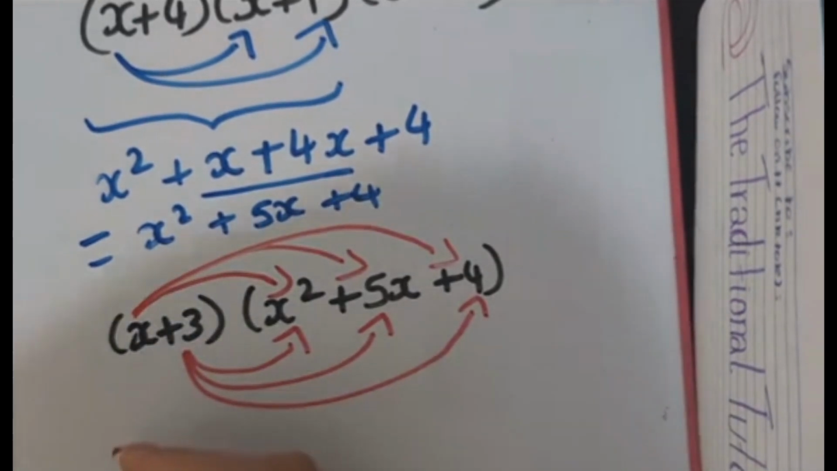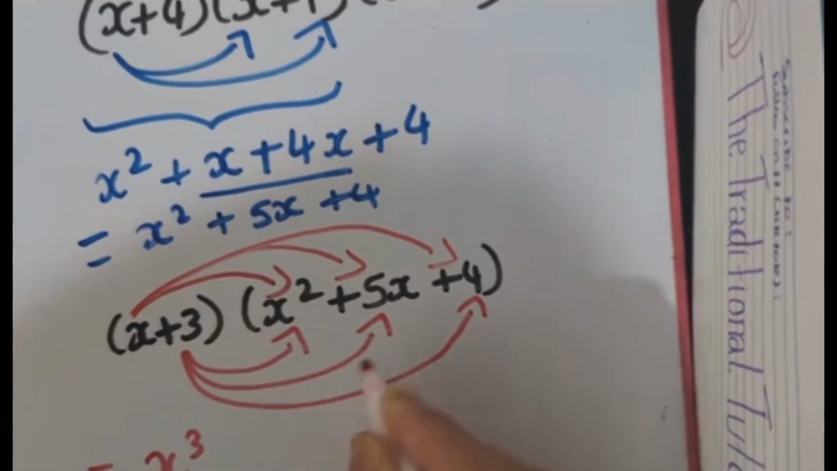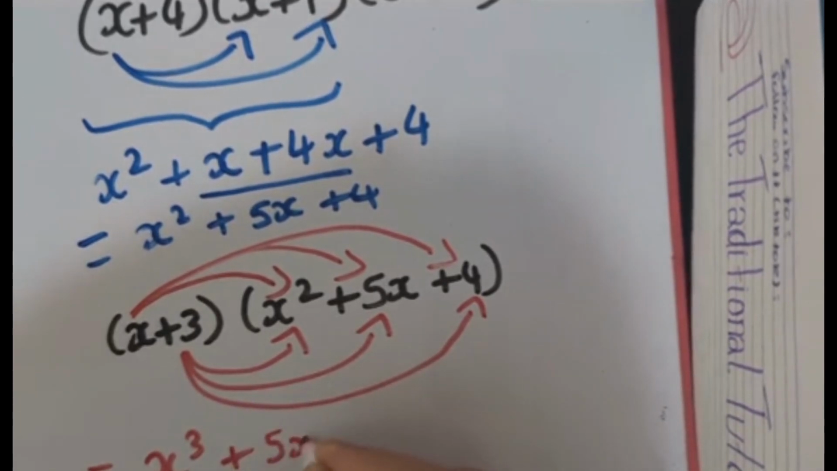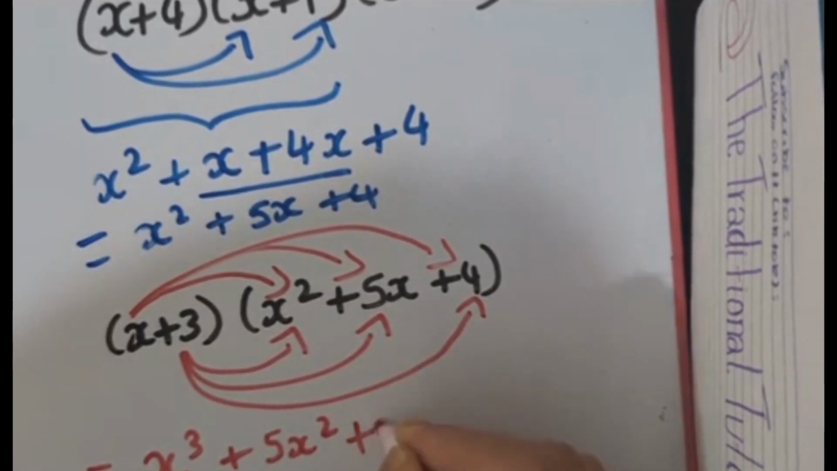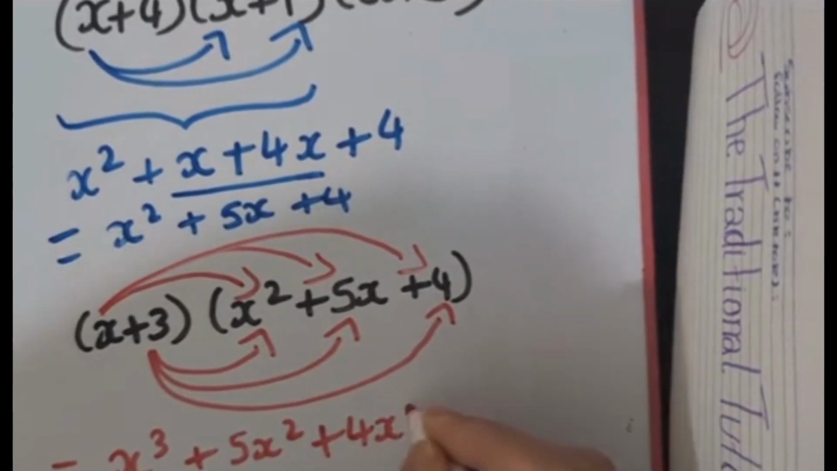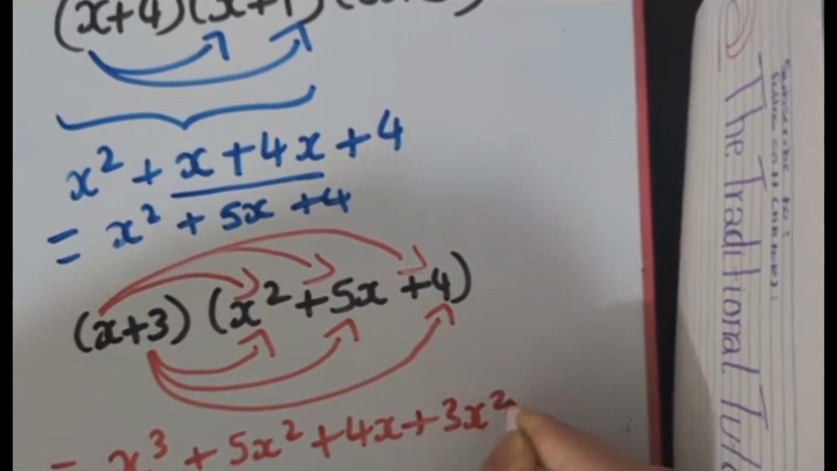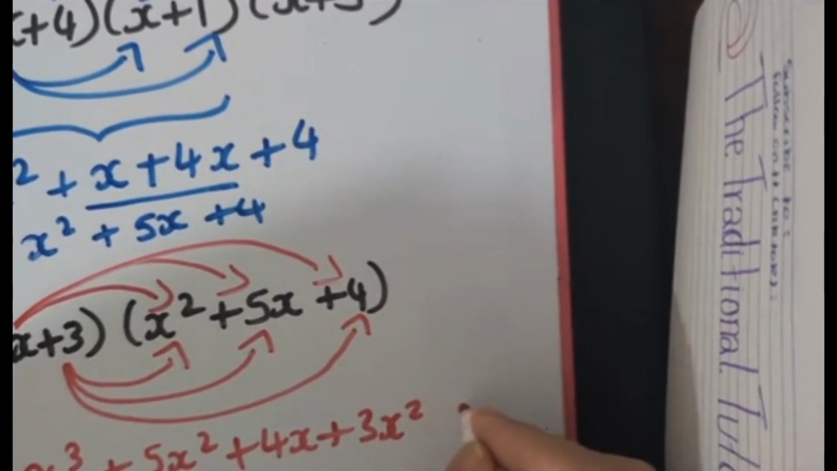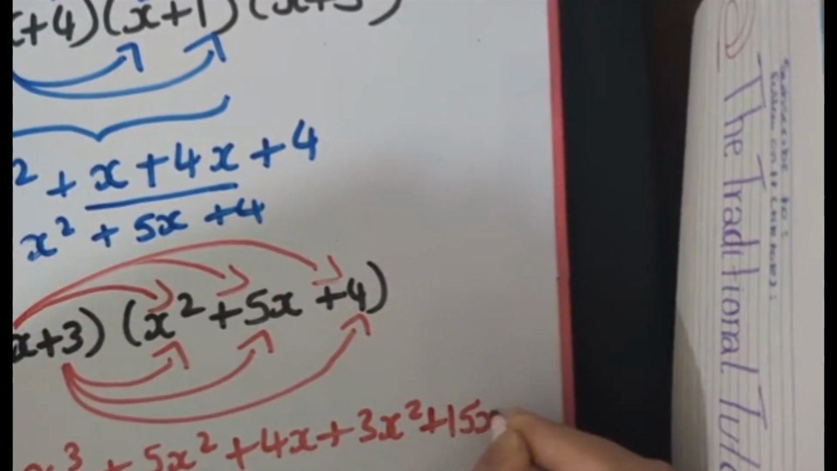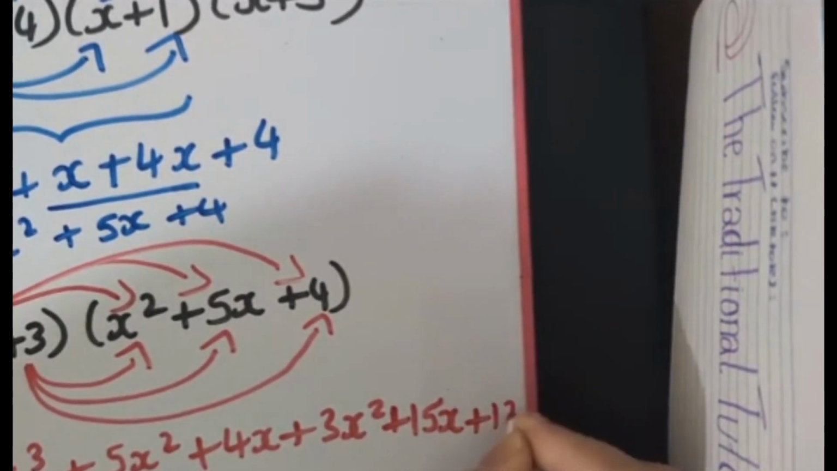So now we're just going to multiply this out. x times by x squared gives me x cubed, x times by plus 5 gives me plus 5x squared, x times by 4 gives me plus 4x, 3 times by x squared gives plus 3x squared, 3 times by 5x gives me plus 15x, and then 3 times by 4 gives me 12.